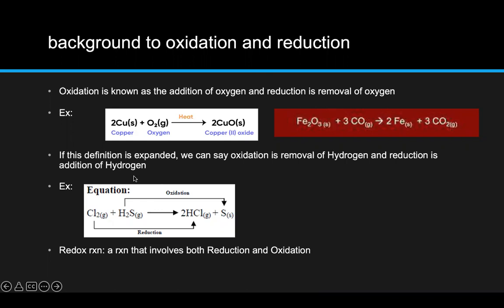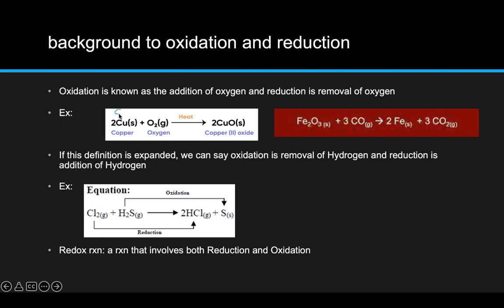So we can see here this reaction of copper and oxygen gives us copper oxide. It is clear to us that copper has been oxidized as it has gained oxygen in the final product. But what has been reduced? In order to know what has been reduced, we need to write the ionic equation in order to analyze the changes that are taking place during this reaction. So let's do that now.